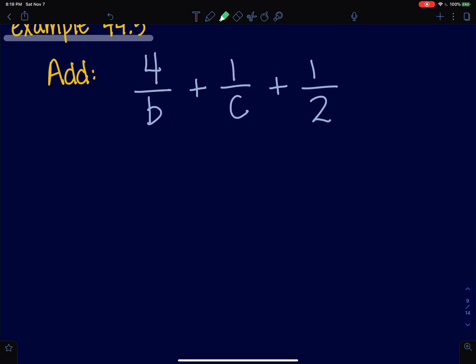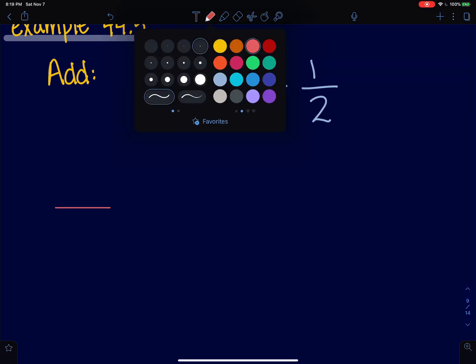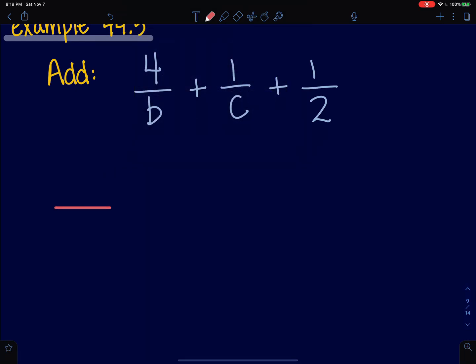I want you to learn how to do it. Here it's already more complex because they've asked us to add 3 things together. So step 1 that they want us to do is to write the new fraction lines. So it's going to be a fraction, I want a fatter line. Okay, a fraction plus a fraction plus another fraction.